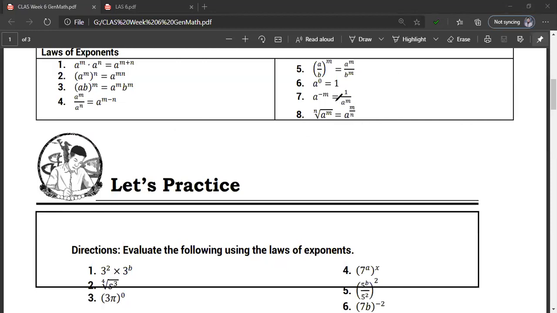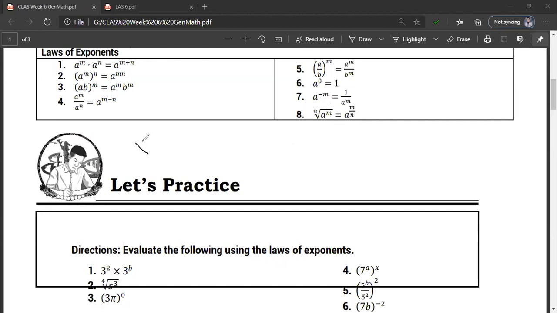So, number 2, we have a raised to m raised to n is equal to a raised to mn. Dito naman, kapag ang isang number or any variable na merong exponent ay ni-raise pa into a certain power, ipag-multiply lang natin yung kanyang exponents.